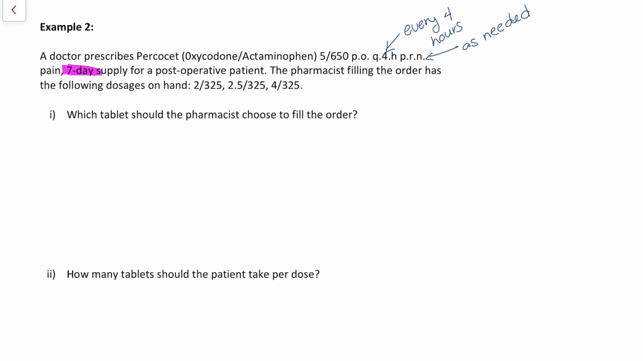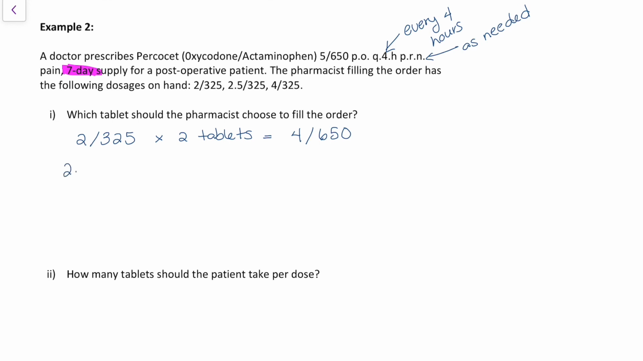So if we look at our first tablet here, which is 325, right? If I give them 2 tablets, I get to 4/650. So I'm timesing each of those numbers by 2. And so it gets me to 4/650, which is close, but I'm a little bit low on the oxycodone side. So let's look at our other tablets there.